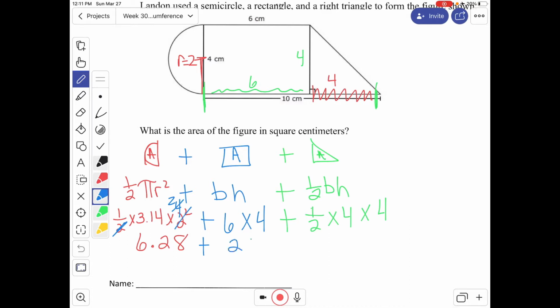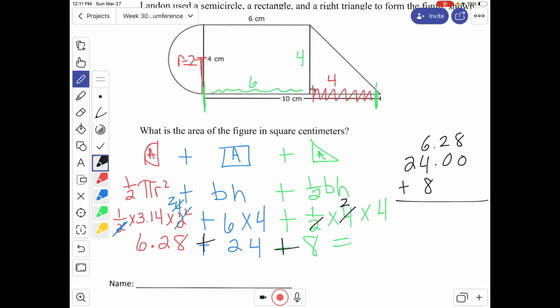The next part is 6 times 4, which is 24, plus I can cancel the 2 with the 4. 2 divided by 2 is 1, 4 divided by 2 is 2. So that leaves for the triangle just 2 times 4, which is 8. Then we add all of those together. 6.28 plus 24 plus 8. Remember, you'll want to line up the decimals.